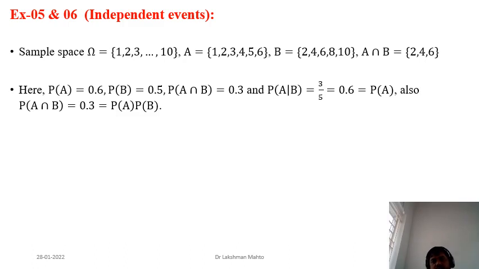Now we calculate the conditional probability. That means how many times A happens within B. It is 3 times, and there are 5 elements in B, so it is 3 by 5. In decimal, it is 0.6. So we observe that the conditional probability of A given B is equal to the prior probability of A. So we can say that events A and B are independent of each other. Directly it was not clear whether A and B are independent, but once we calculate the conditional or joint probability, it is very clear that A and B are independent.